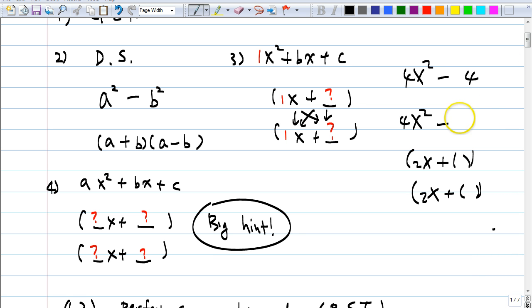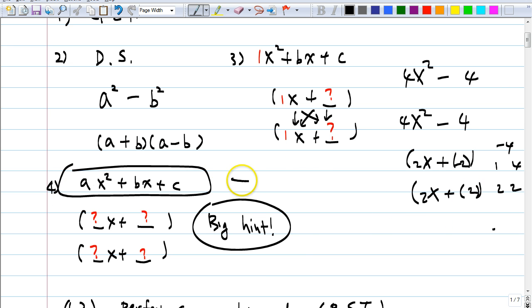How many ways are there to get negative 4? Negative 4. 2. Which one? 1, 4, or 2, 2. One of them has to be negative, right? Which one has to be negative? And which one works? Negative 2 and positive 2. See? We could use the same method for this, for difference of squares. It still works, doesn't it?